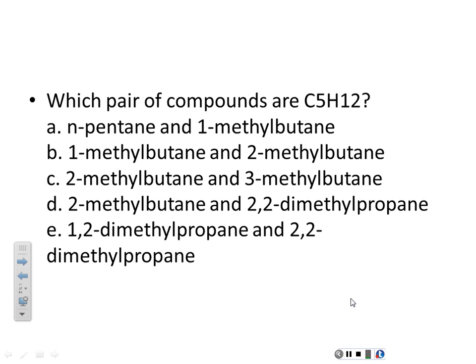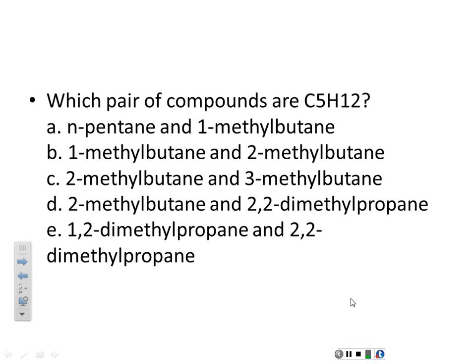Let's see. What about B? That's fine, but the problem is 1-methylbutane is not possible. Generally, whenever methyl is there on an alkane, it should be on the second or third position. It's not possible to have it on the first position. The first one would be wrong as well, because it's 1-methyl. Are you gonna put a trick question like that on the test? Yes. See, trickery.